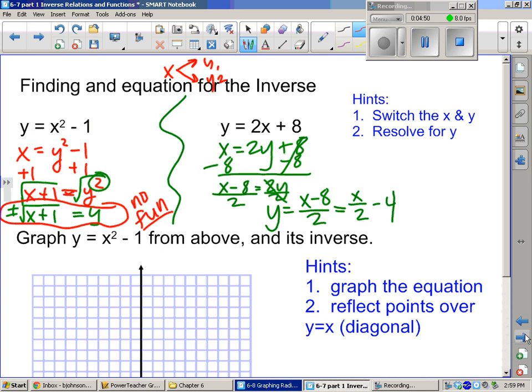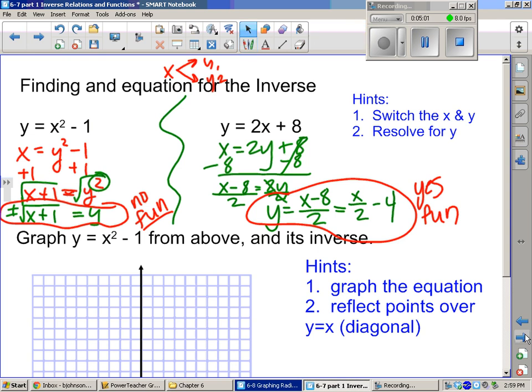But here, if I plug in our second one, if I plug in an x, I'm only going to get one y out. This one is definitely a function. I think we talk about that a little more in the next part. Yes, I agree.